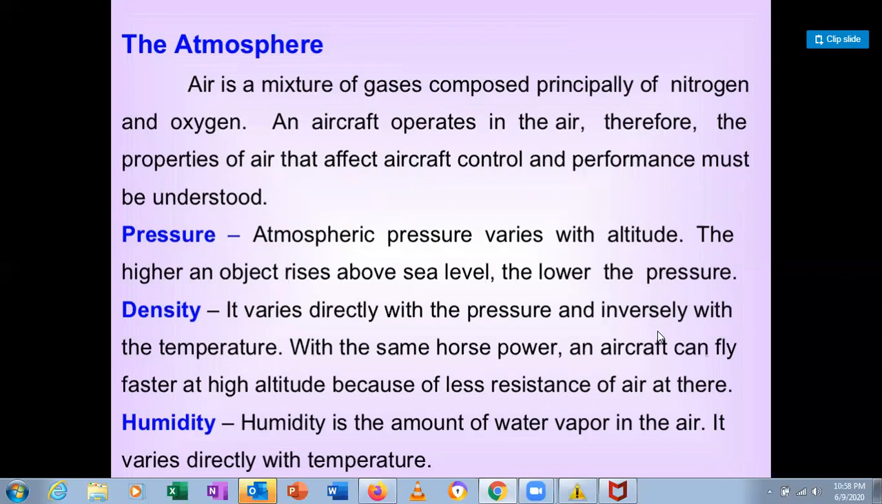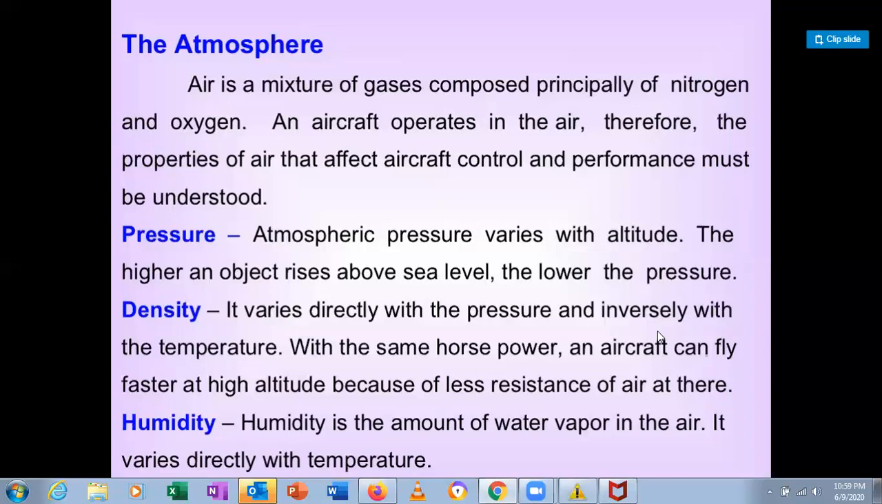Atmospheric pressure varies with altitude. The higher the object rises above sea level, the lower the pressure. If you're going to a higher altitude, pressure drops. The density varies directly with the pressure and inversely with the temperature. If temperature is increasing, density will decrease. If the pressure is increasing, density is increasing. With the same horsepower, an aircraft can fly faster at higher altitude because of less resistance of air there.